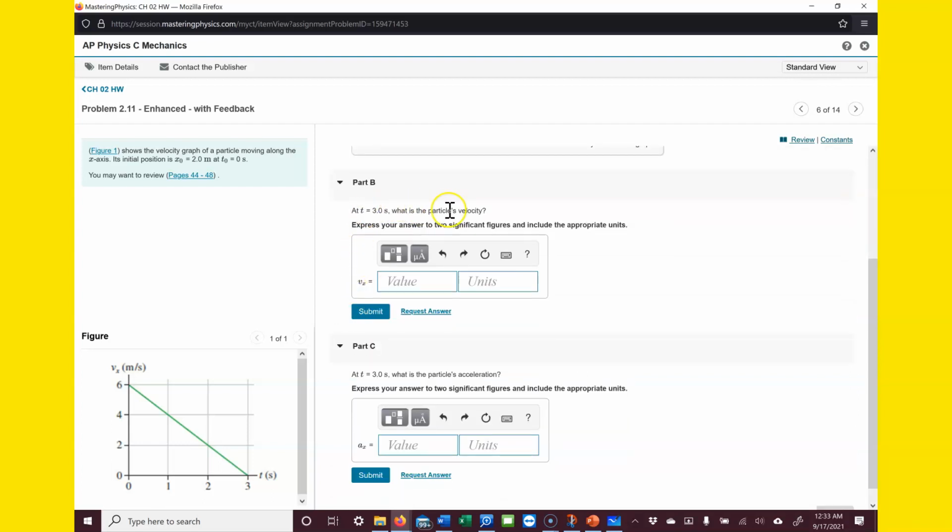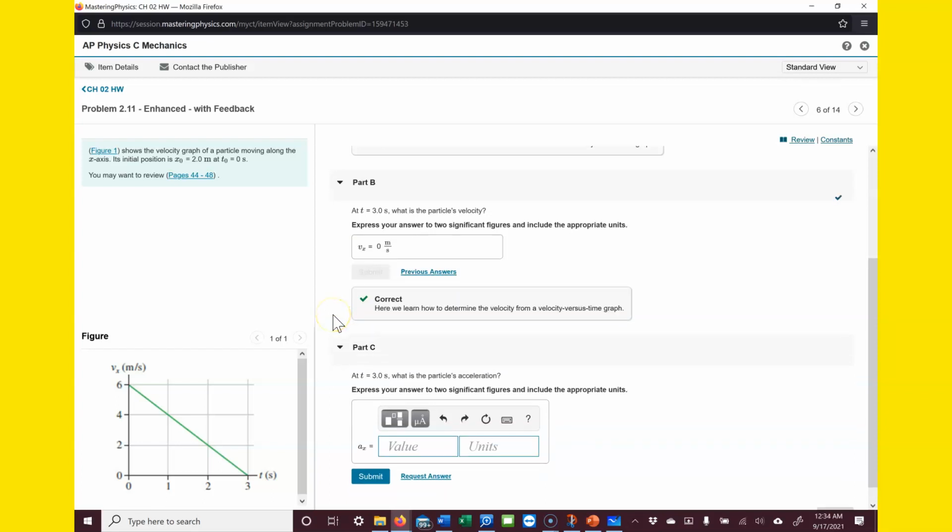At t equals 3 seconds, what is the particle's velocity? Well, this is a velocity graph, so all we have to do is think about what's the value, or the height, of this function at 3 seconds. It's 0. The velocity is 0 meters per second.